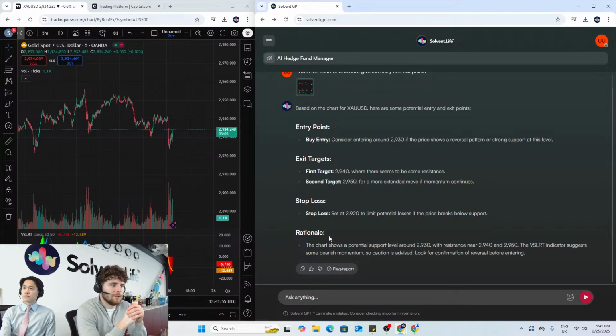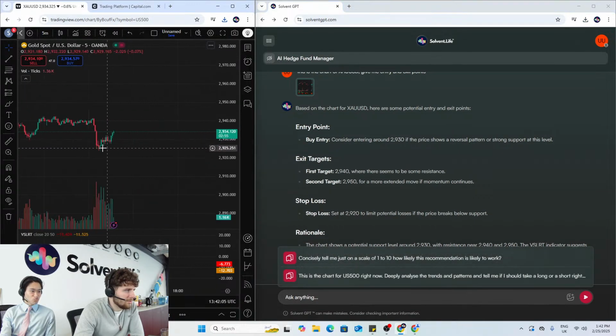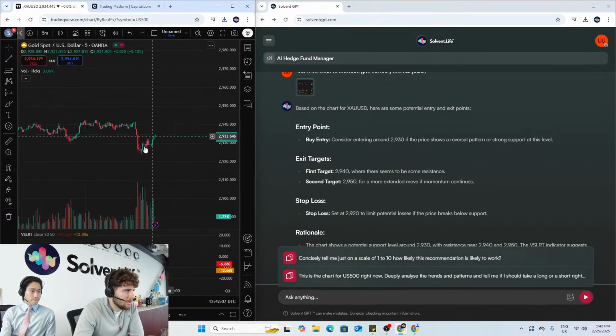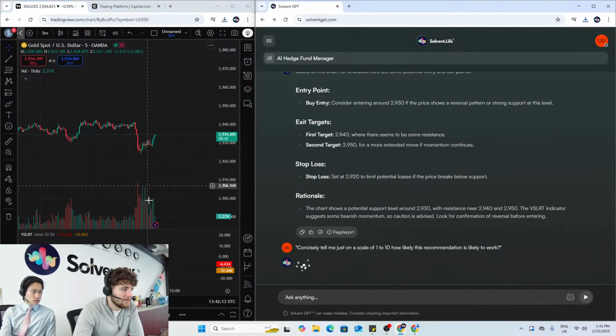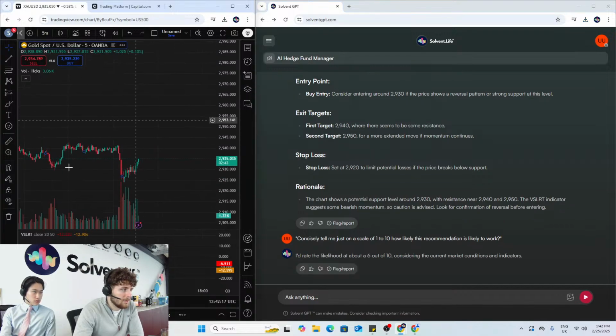So it's recommended we take a buy. Fantastic. Around 2,930. So yeah, price is around this point. We could think about taking this trade. Well, it says to go long. It says to go long, yeah. I think, of course, it's short term. I think it's just going to reclaim this sort of space. We've been given a 6 out of 10.